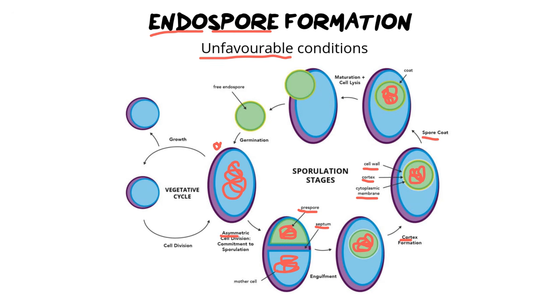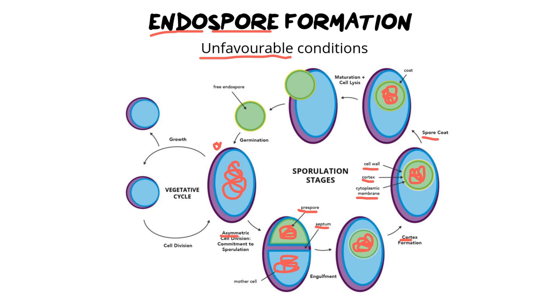But now this endospore needs to be released. And that might be because it needs to move to a different location so that it can find the favorable conditions. Maybe it's too dry where it is right now. And spores are very light, and that's why they're also smaller than the original cell, which means that they can float or be washed away a lot easier to a more favorable location.